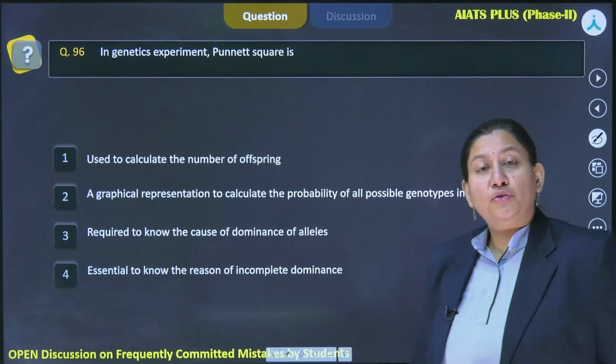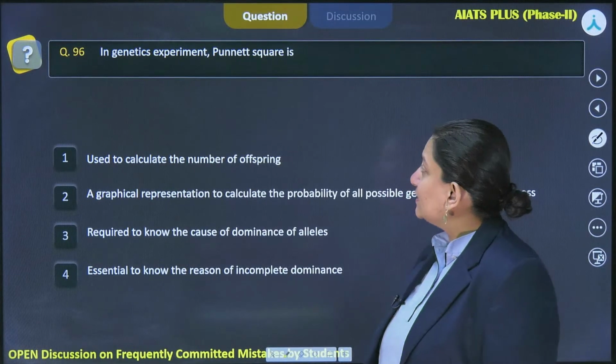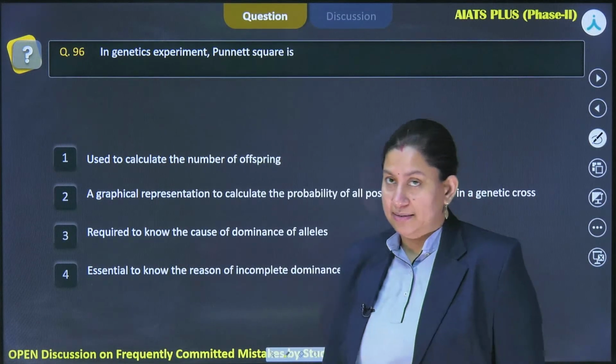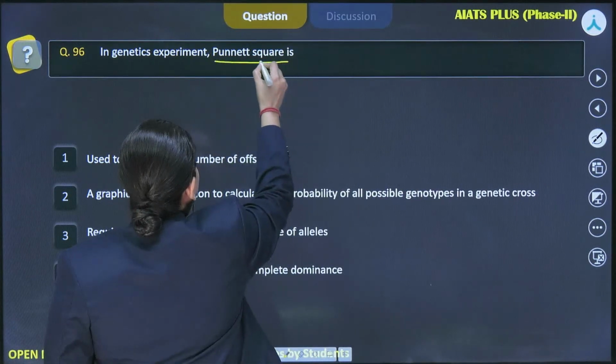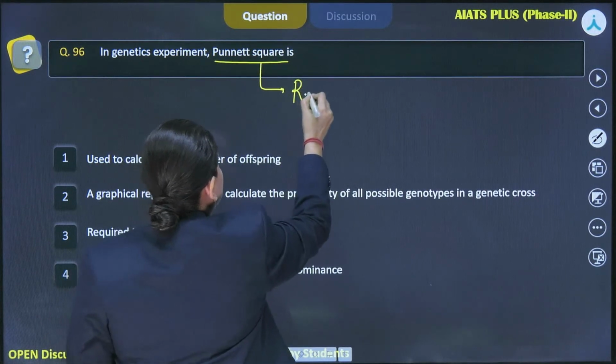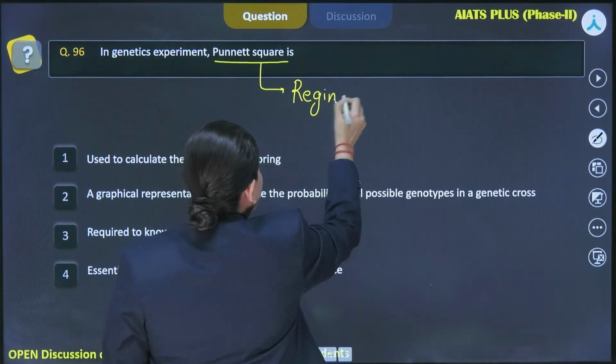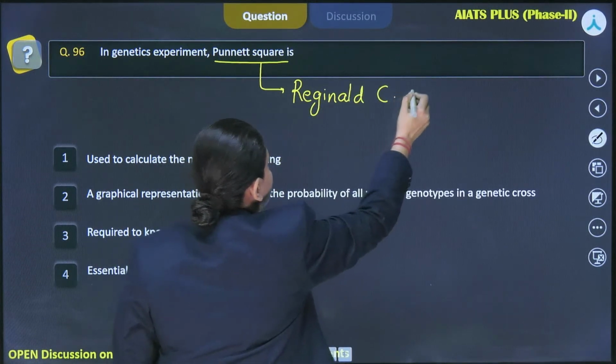The very first question over here says that in genetics experiment, Punnett square is, right? So this particular method was given by Reginald C. Punnett, right?